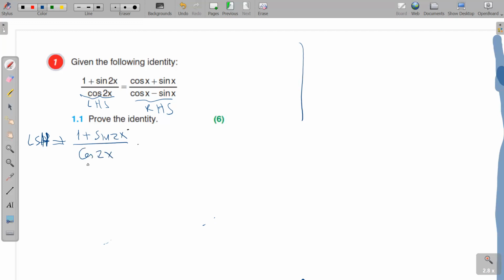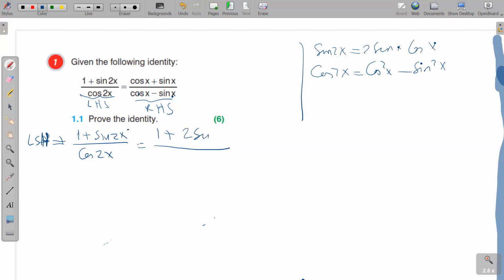So we have now sine x, sine 2x, and cos 2x, and look at the formulas. Sine 2x is 2 sine x cos x, and cos 2x, there are 3 forms, cos square x minus sine square x, because we need cos and sine on the right hand side. 1 plus 2 sine x over cos square x minus sine square x.